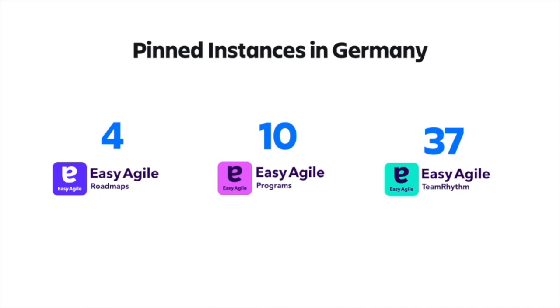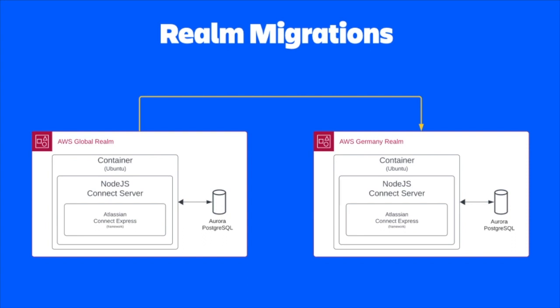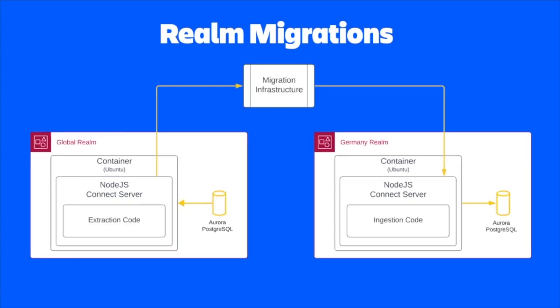And 6 weeks after release, this is how many installs or customers are using our German resources. So moving on to realm migrations. Realm migrations allow customers that are currently pinned to a realm or in the default realm to migrate or move to another realm. In Easy Agile's context, this means that our existing cloud customers could pin their Jira instance to Germany and then request a migration of their Easy Agile specific data to a German realm.